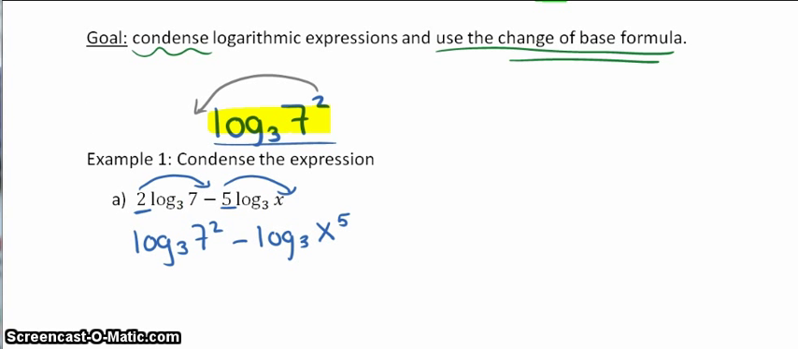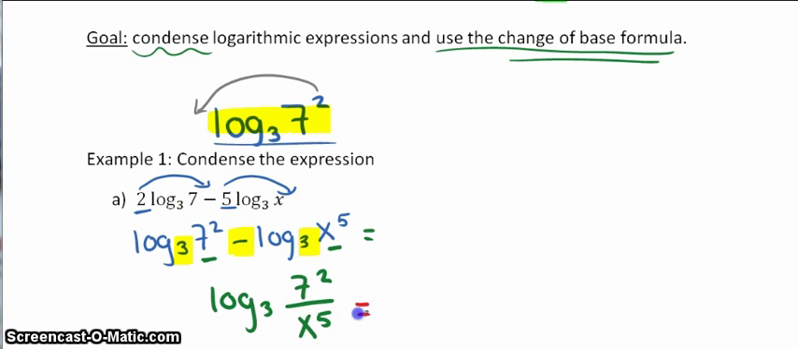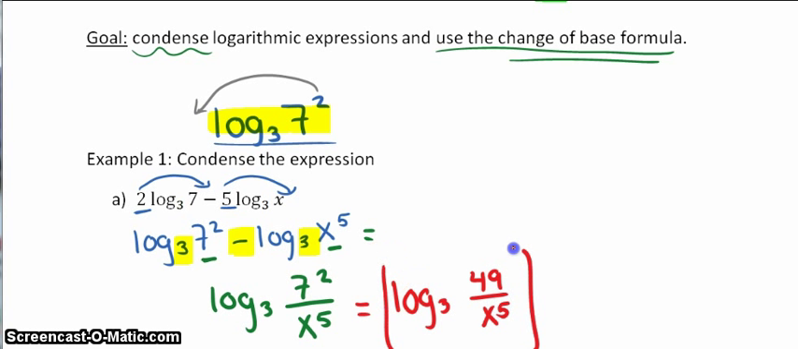Next thing we need to think about is what happens if you have the same base and you're subtracting. These are both log base 3, so we can do something with that. And remember, when you subtract, you're actually dividing the argument here. So this can become log base 3 of 7 squared over x to the 5th. Our last step always is to make sure our answer is as simplified as possible, and we all know that 7 squared is the same as 49, so I'm just going to rewrite that here. That is how you condense the expression, or go backwards from what we did in the last video. Let's try some more examples.